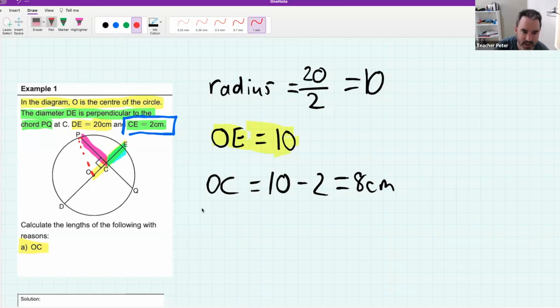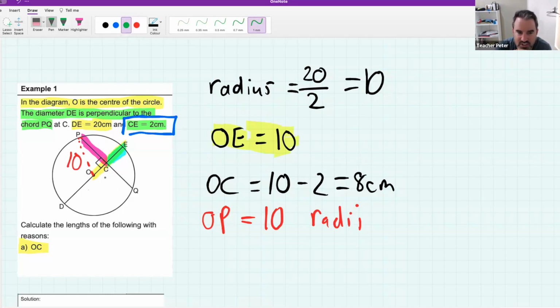Callan has smashed it. Callan, why is OP equal to 10? How did you know that? Yes, it's radii. Okay, now we know this is 10. We know that even though this looks dodgy, OC is 8.